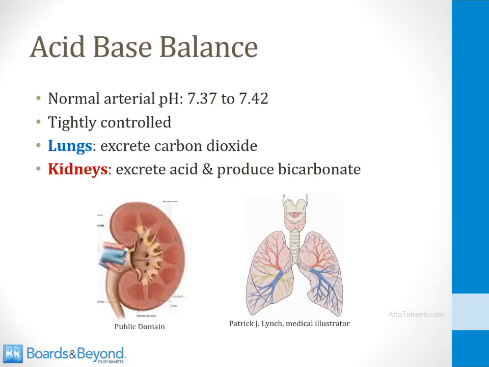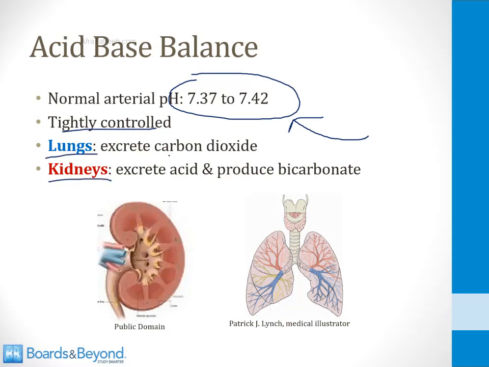The normal pH found in the plasma in the arteries of the human body is between 7.37 and 7.42, and it is very tightly controlled. The reason for this is that all the proteins in the body are designed to work at this pH. So if the pH were allowed to get higher than this or lower than this, proteins would stop working and the body would fail. The two organs that are important for maintaining this pH are the lungs and the kidneys.